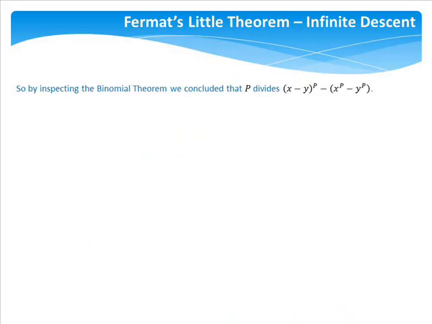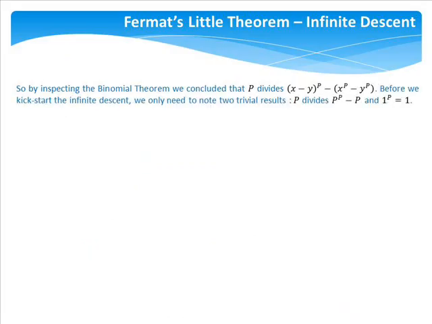Before we kickstart the infinite descent, we only need to note two trivial results: that p divides p raised to p minus p, and that 1 raised to p equals 1. We can now proceed with the infinite descent. Please follow the steps. First, we already know that p divides the terms on the left side of the equation.